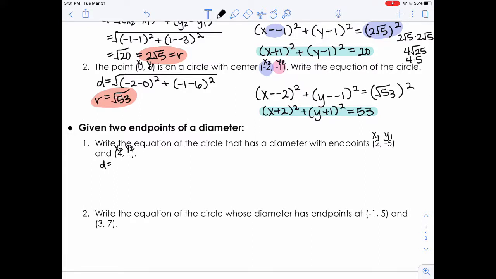And go ahead and plug these into my distance formula. So here we get 4 minus 2 squared plus 1 minus -5 squared. Okay, so we'll type that into our calculator, see what we get. And we get the square root of 40, which can be simplified as well, and that simplifies to 2 root 10. Remember, this was our diameter.